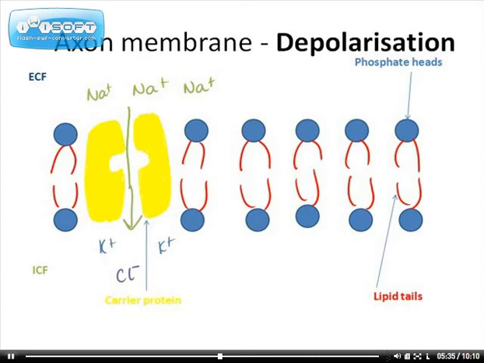Therefore, with the influx of positive sodium ions moving into the cell, we have a change in the charge. So all of a sudden the inside of the cell becomes more positive and the outside of the cell becomes more negative. So it's depolarized. We have a change in the charge that the sodium-potassium pump has been originally trying to maintain.